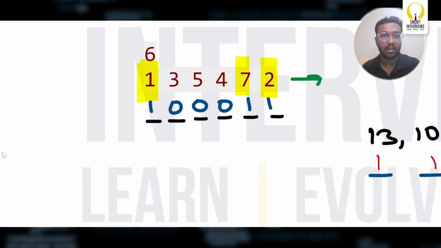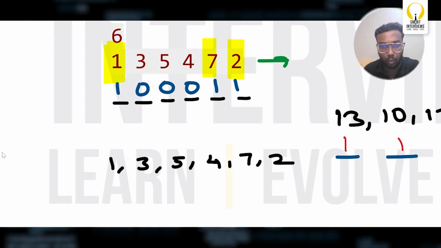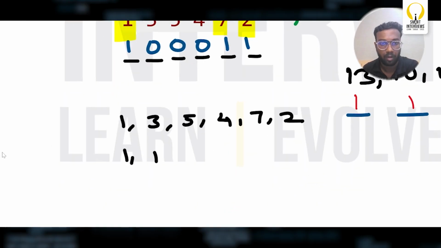It is only if you can carry forward this 1. I'll write it as 1 1 3 5 4 7 2. Here we have 1. You'll carry it forward to the front, and the minimum element will be 1 1 1 1 1 1 till the end, right?